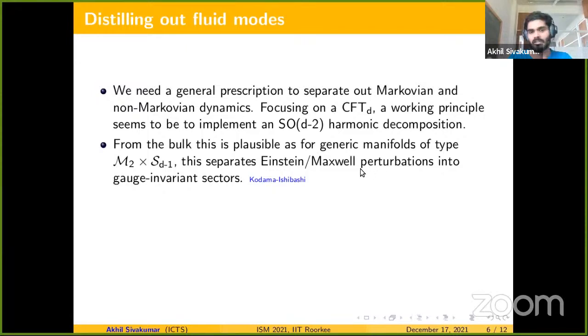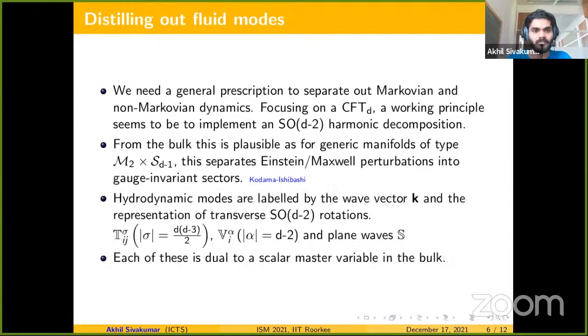Why Einstein and Maxwell? Because we are interested in the long distance regime, and the players there are all the conserved quantities like energy and charges and so on. So we are motivating a setup where hydrodynamic modes are labeled by the wave vector K and the representation of transverse SO_{d-2} rotations to this K. This is similar to the way we think of particles as labeled by their little group representations and so on. This is some notation setting up, like these are tensors and vectors and scalars of such a harmonic decomposition, and there are so many of these.